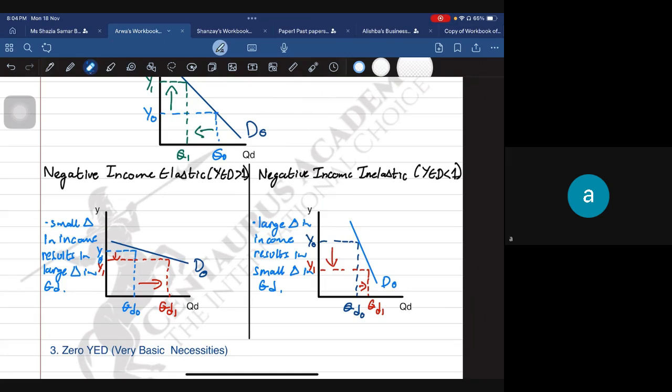So what would you add then in inelastic? Okay, inelastic. If their income is decreasing a lot, but the demand is only slightly increasing. Okay.